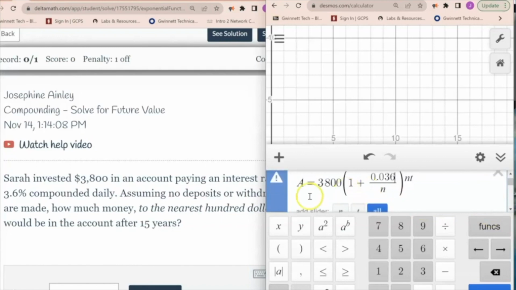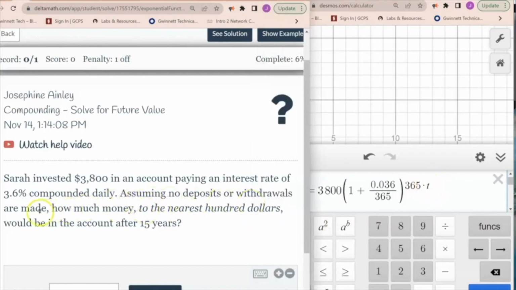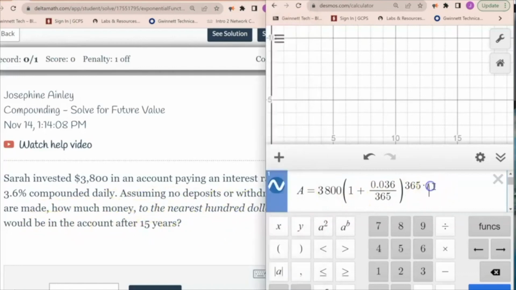0.036. All right. How many times is it compounded? It's compounded daily. Okay, so how many days in a year? 365. That's your n. And I see an n here, so that's going to also be 365. And you can put multiplication or you could put parentheses for the time, however you want. All right. Assuming no deposits or withdrawals are made, how much money to the nearest $100 would be in the account after 15 years? And so t is equal to 15.